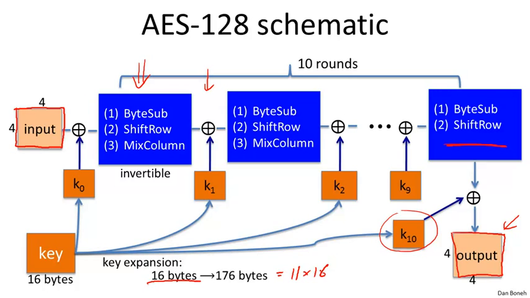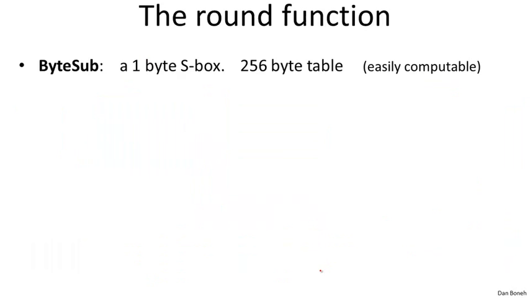Okay, so that's the schematic of how AES works, and the only thing that's left to do is specify these 3 functions: byte sub, shift row, and mix column. And those are fairly easy to explain. So I'm just going to give you the high-level description of what they are, and those interested in the details can look it up online.